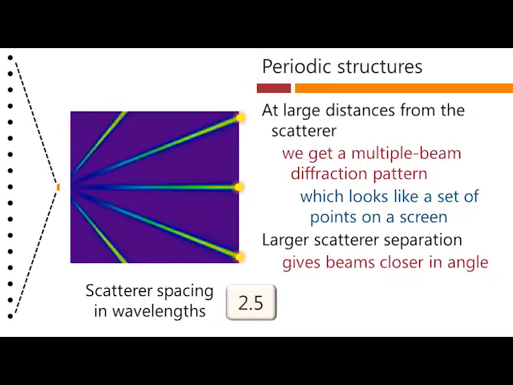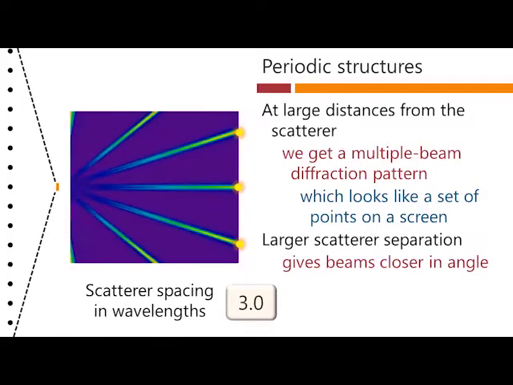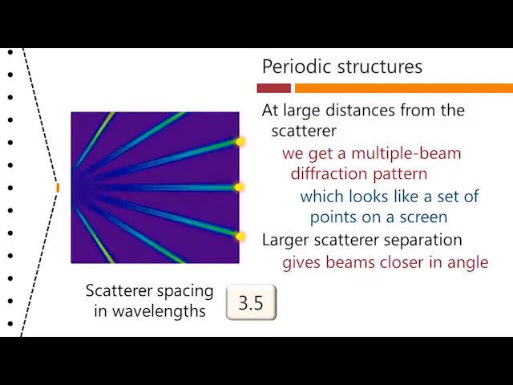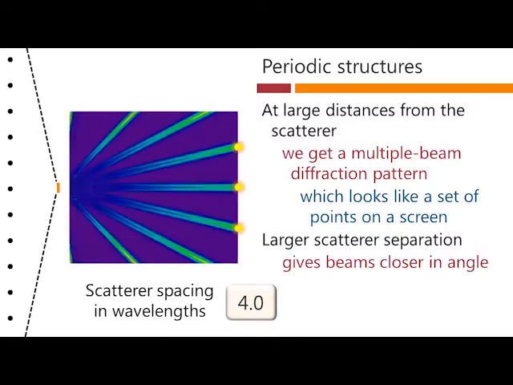Here's the 2 wavelength separation. If we change to 2.5 wavelengths, now in our screen here we would get 3 nice bright spots. If we go to 3 wavelengths, those spots get closer. We see also these other beams emerging here. At 3.5 wavelengths, they get closer still, and we're getting more beams emerging. At 4 wavelengths, they get closer still.